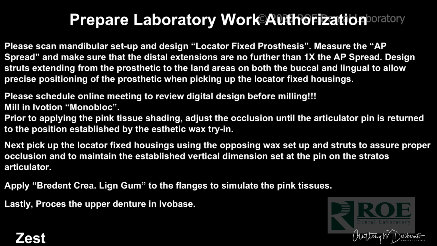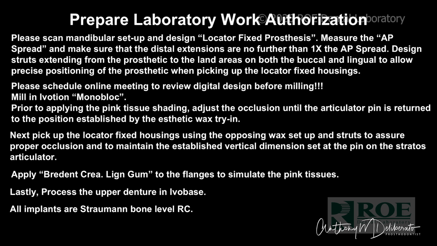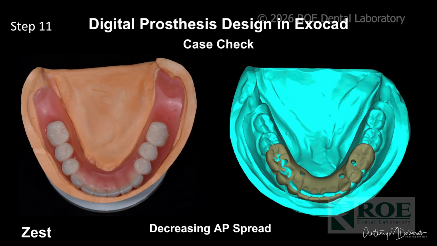And then after the locator housings are picked up, they're going to apply this Bredent Creoline, which is the pink material, to make it look like a denture. And then lastly, process the denture in IvoBase. I wanted to wait till the end because once the lower was milled, I wanted to be able to go back and touch up the position of the upper teeth so that all the cusps were in the fossae and all the teeth were hitting, because there could be some changes when you mill that prosthetic. And then I just let them know what the implant system is so that they know what they're dealing with.